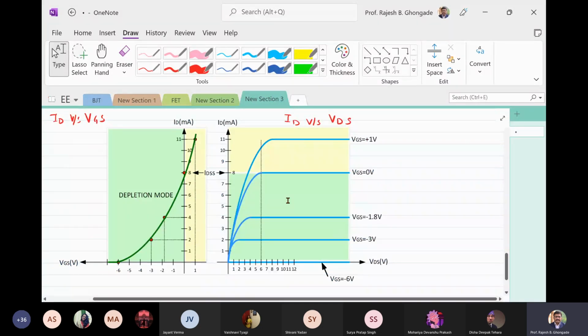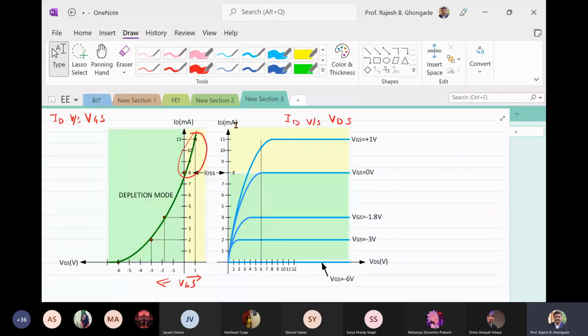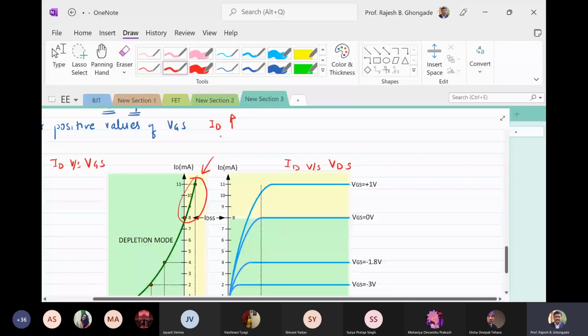Now, as you can see, in depletion mode the characteristic takes this particular form. So this green area is all the depletion mode. It means that your VGS is increasing negatively. But if I increase VGS in the positive direction, as we have already said, the drain current increases. As you can see from this section here, the drain current increases, and it enters what is called an enhancement mode. But anyways, we are not going to go into those details. But let it be known to you that this is called the enhancement region or enhancement mode.